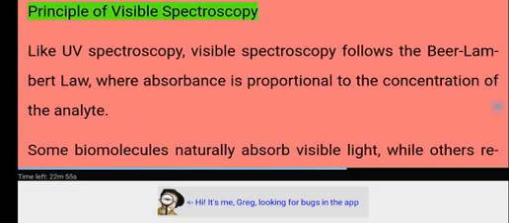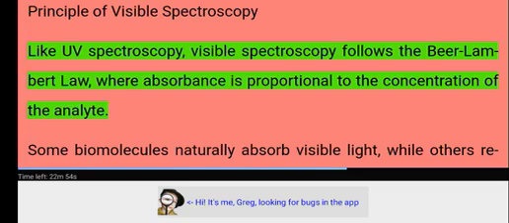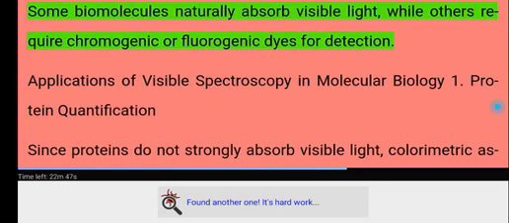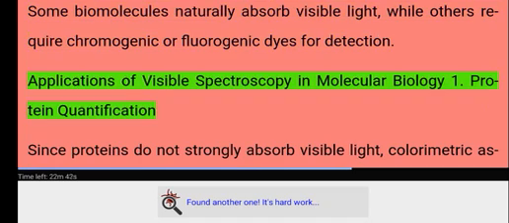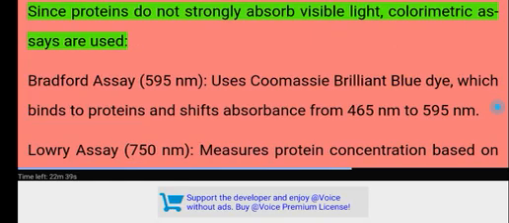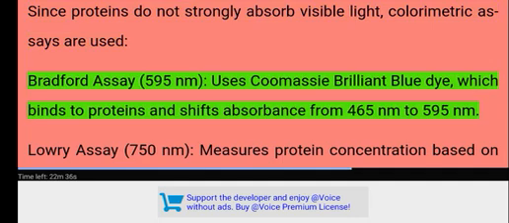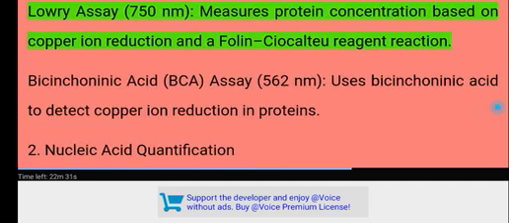Principle of visible spectroscopy. Like UV spectroscopy, visible spectroscopy follows the Beer-Lambert law, where absorbance is proportional to the concentration of the analyte. Some biomolecules naturally absorb visible light, while others require chromogenic or fluorogenic dyes for detection. Applications of visible spectroscopy in molecular biology. 1. Protein quantification. Since proteins do not strongly absorb visible light, colorimetric assays are used. The Bradford assay, 595 nanometers, uses Coomassie brilliant blue dye, which binds to proteins and shifts absorbance from 465 nanometers to 595 nanometers.